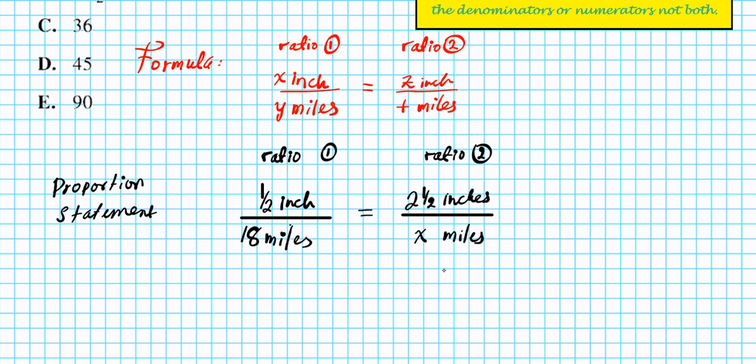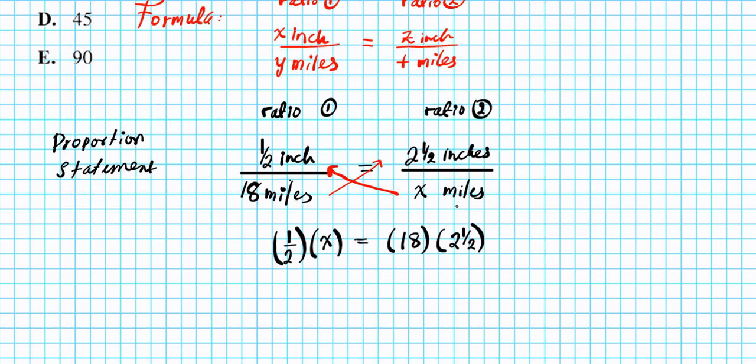So how do we solve a proportion? First thing you want to do is cross multiply. Okay, denominator on the left multiplied by the numerator on the right, denominator on the right multiplied by the numerator on the left. If you cross multiply, forget about the units for a second. You have 1/2 times x is equal to 18 times 2.5. Okay, now let's get x by itself. We know we're looking for distance and our units will be in miles. So we have a resulting algebraic equation from this ratio problem.